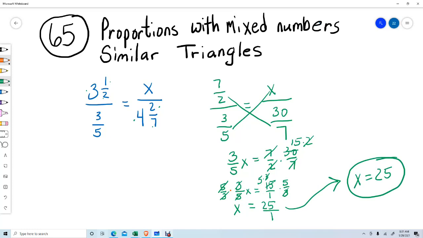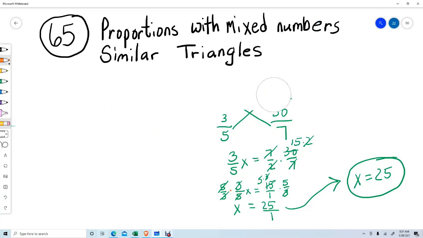Cross multiplication is a very simple concept. All they want you to do here is when you approach your problem, make your mixed numbers into improper fractions first, then go ahead and cross multiply. All right, and this lesson also contains one other concept, similar triangles.